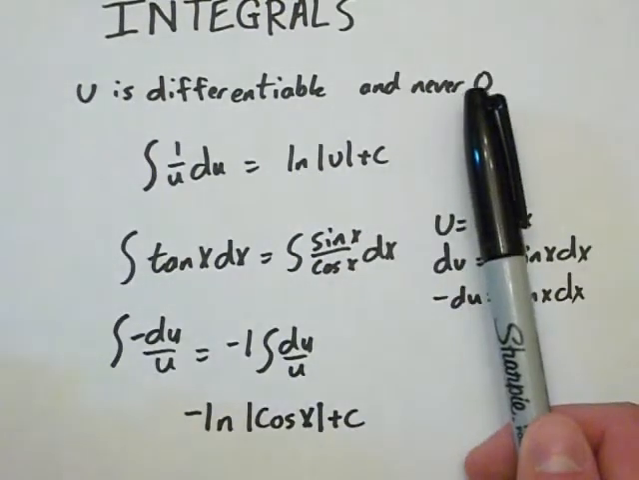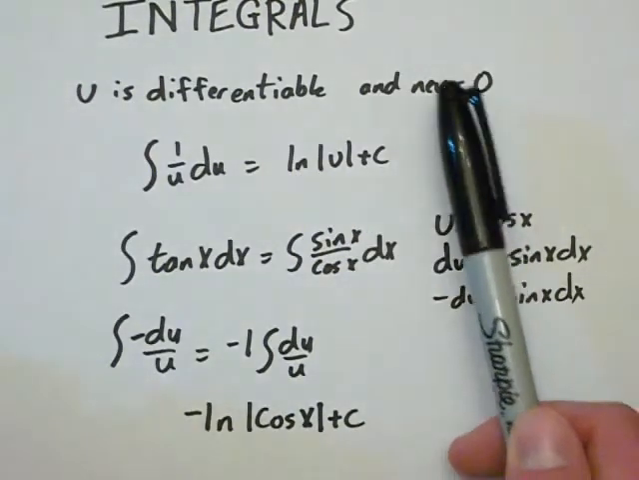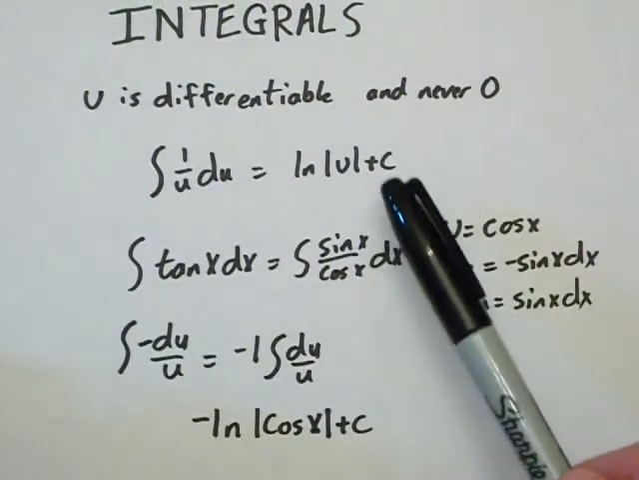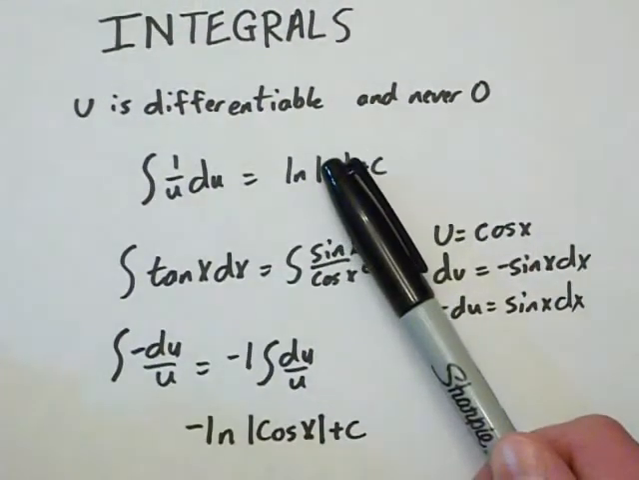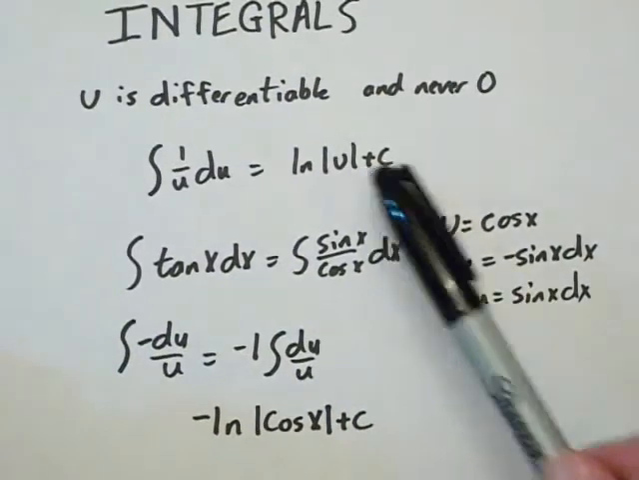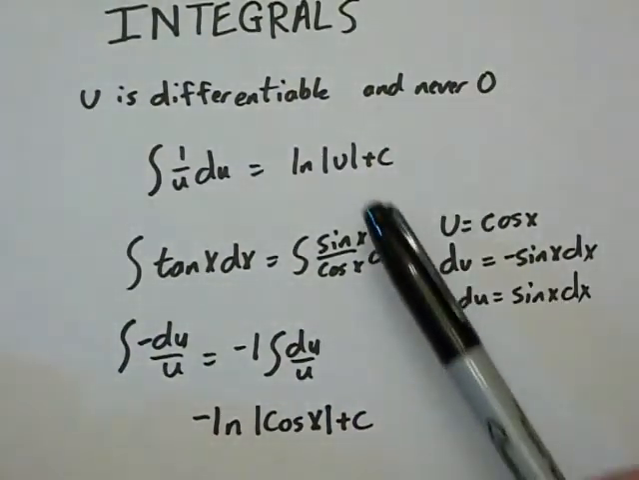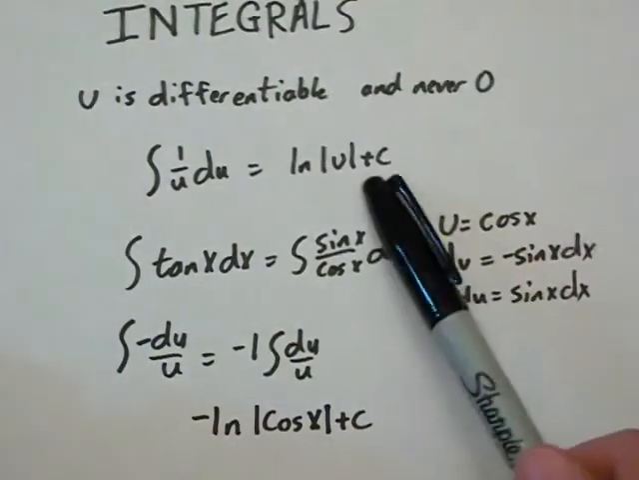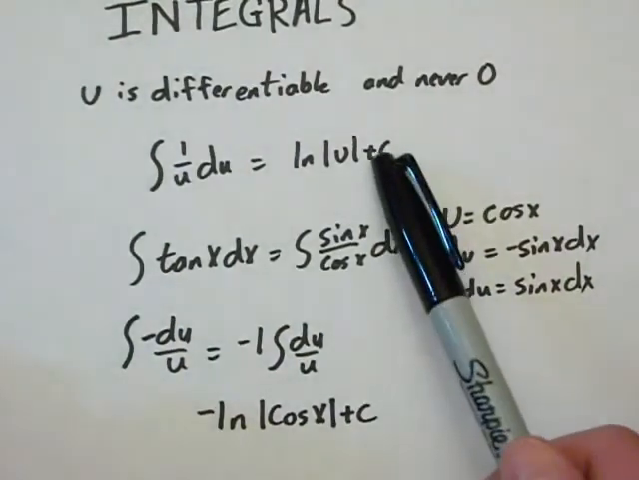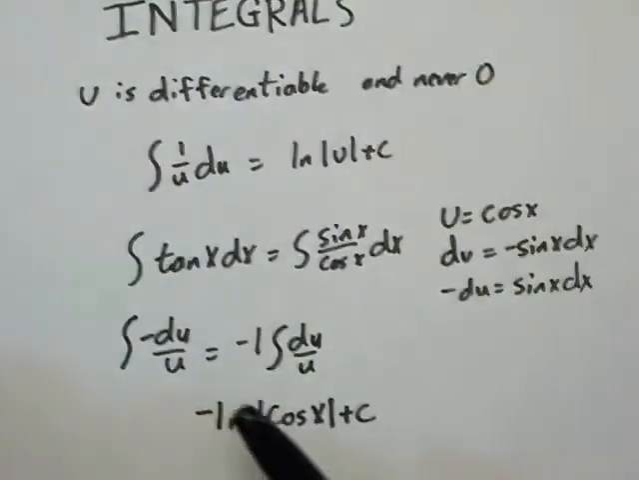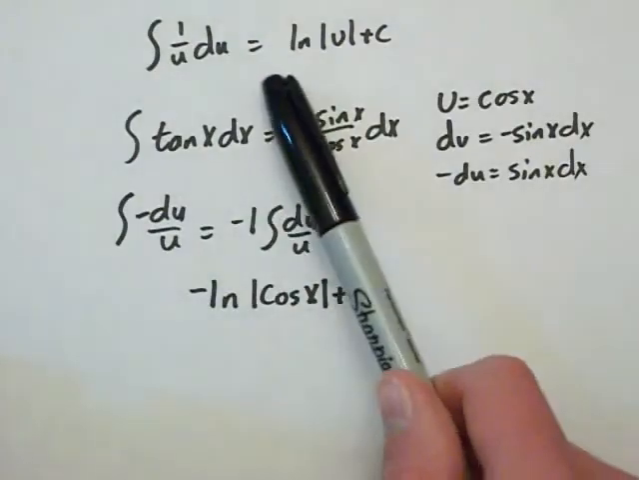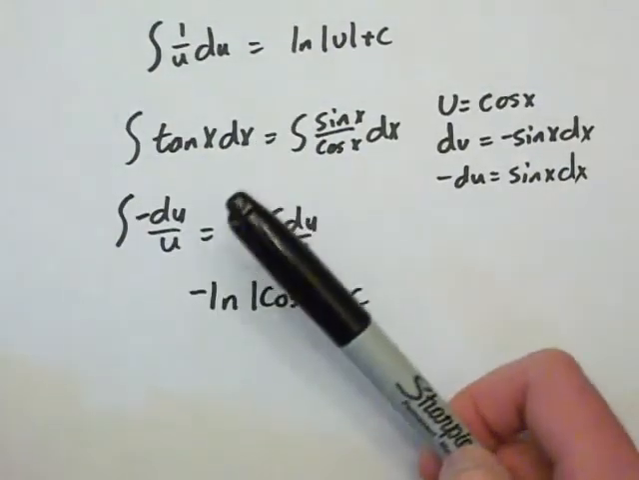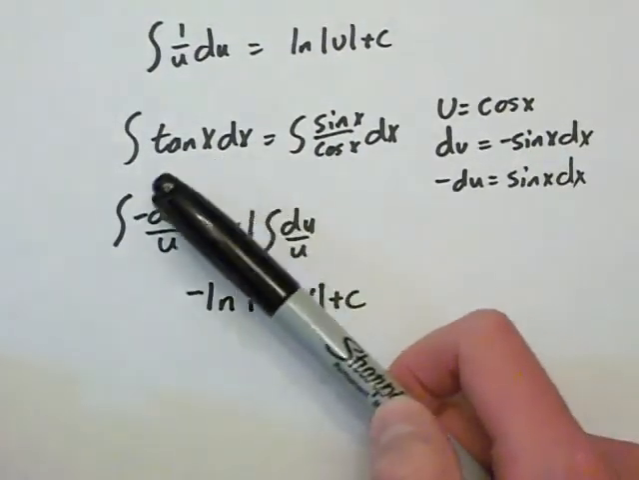And now, u can never be 0. Therefore, ln of u has to be in absolute value brackets. Cannot be any other way. And don't forget your c either, the constant of integration.